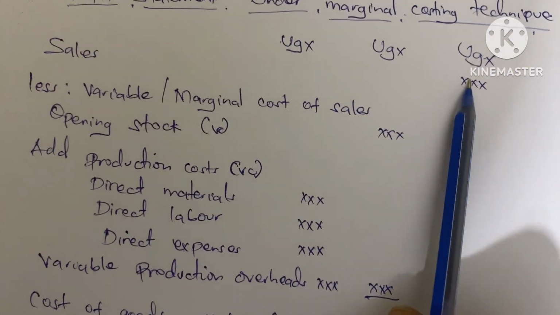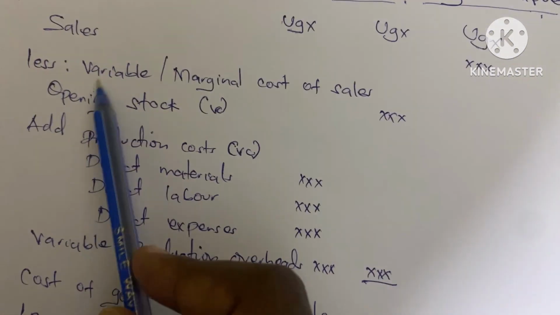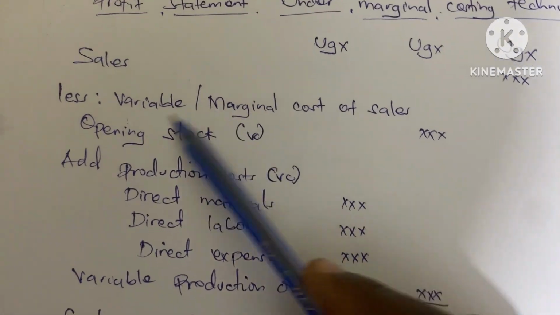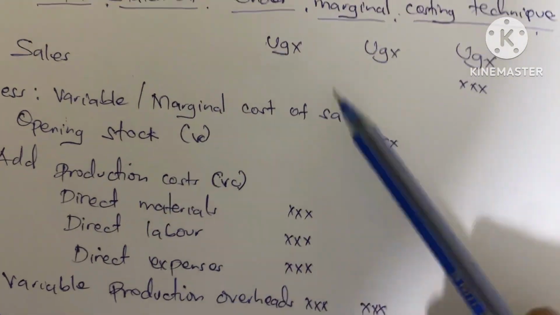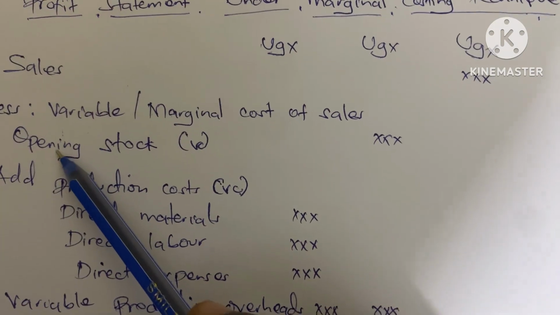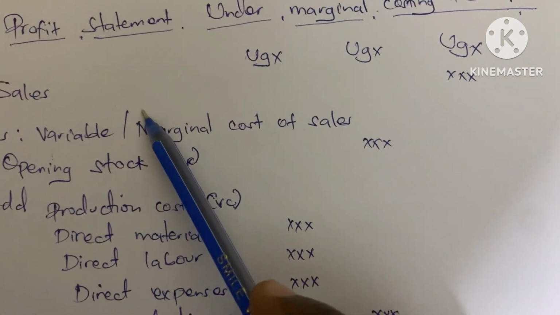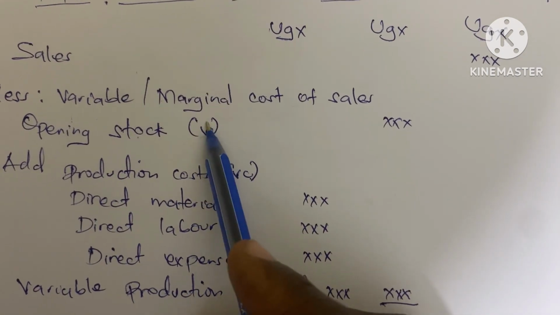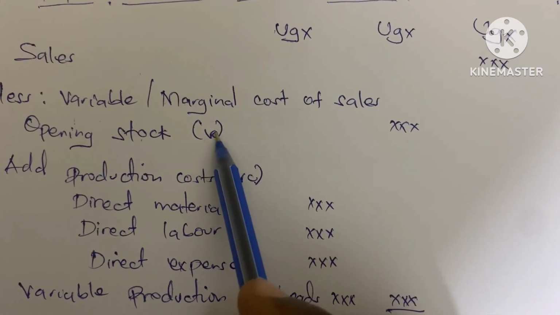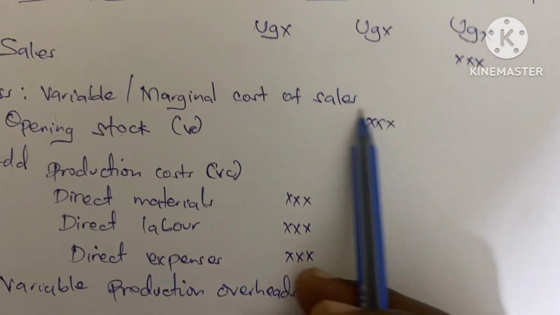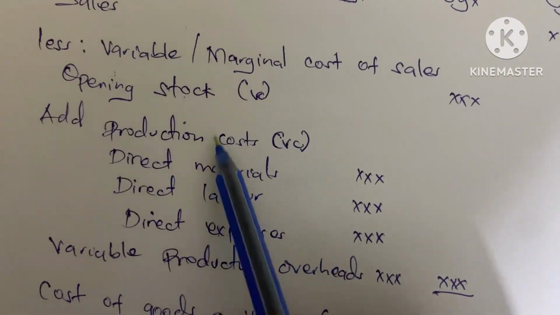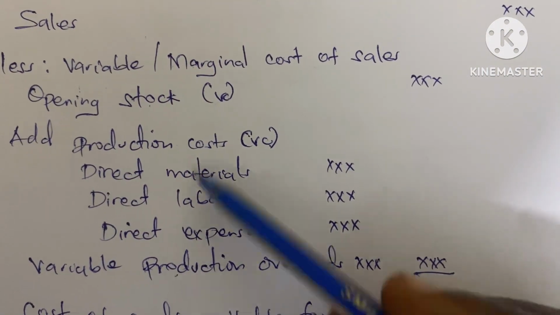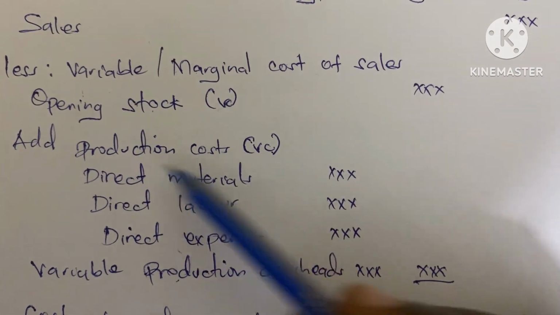You put here the value, then we less the variable or marginal cost of sales. You should note that we less cost of sales, but we use the variable values. So we start with the opening stock at variable cost. We use the variable cost when we are calculating opening stock. Then we add production costs, and all these are under production costs, they make up the production cost.